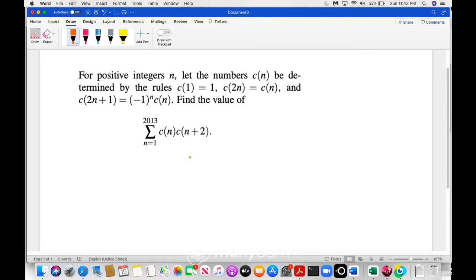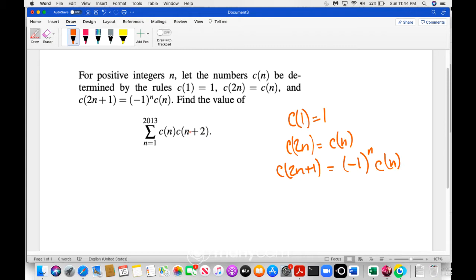So here I have a problem from the 2013 Putnam exam, and it says for positive integers n, let the numbers denoted by this function c of n be determined by the following rules. Okay, so c of 1 is equal to 1, c of 2n is equal to c of n, and c of 2n plus 1 is equal to c of n times negative 1 raised to the n power, where n can be any positive integer.